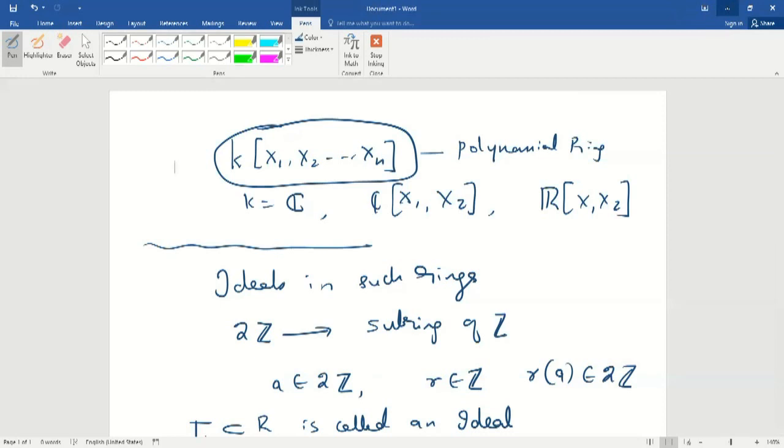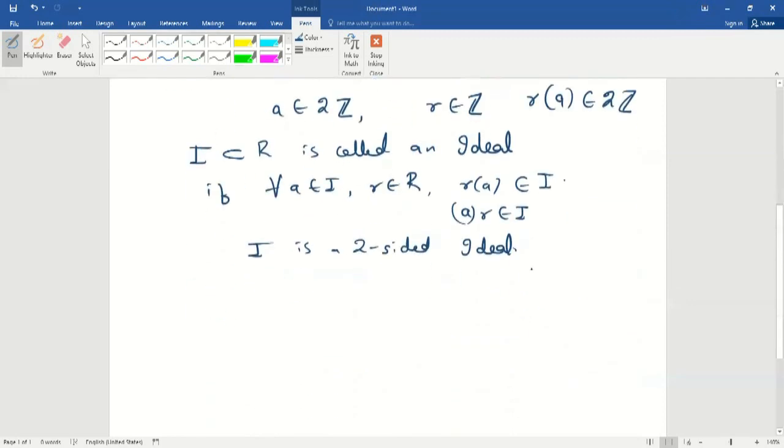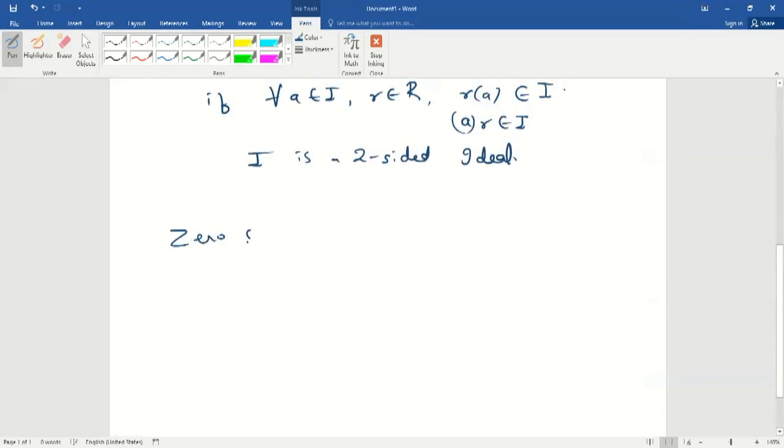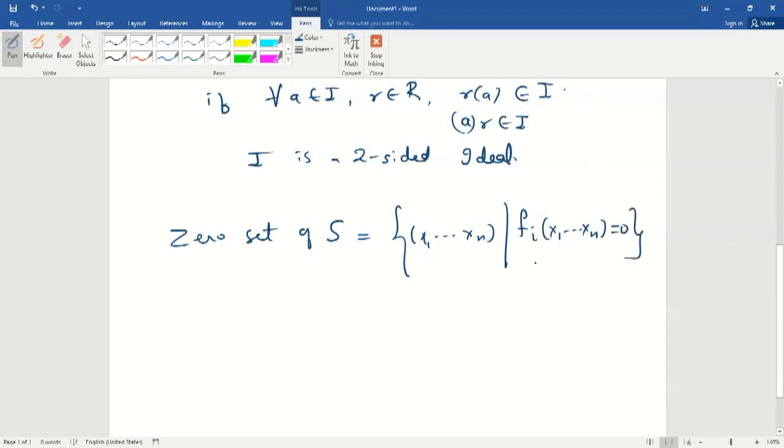Now if I look at the zero set of S, by zero set of S what I mean is this: the zero set of S is the set of all (x1, ..., xn) such that fi(x1, ..., xn) is equal to 0 for all fi belongs to S. So if you pick all those tuples which satisfy these equations simultaneously, that thing is called a zero set.